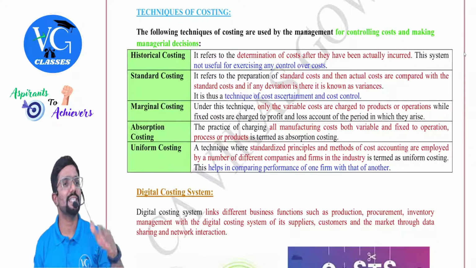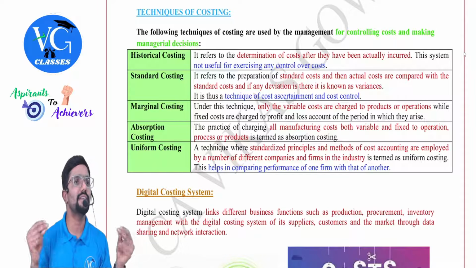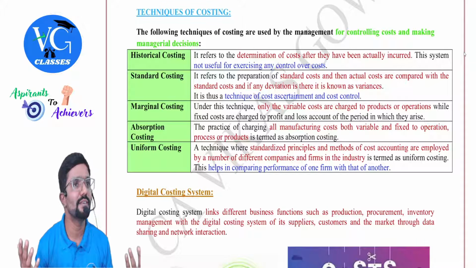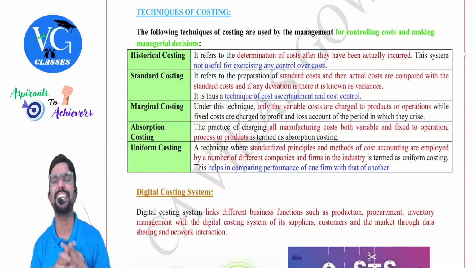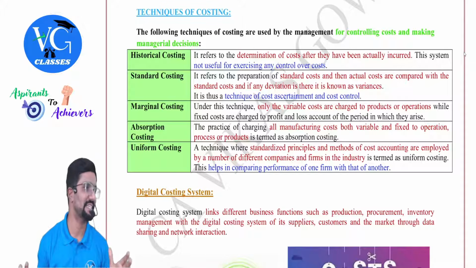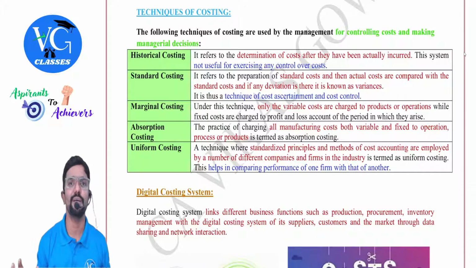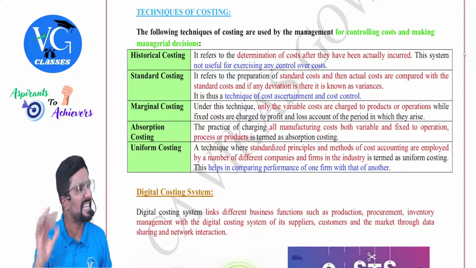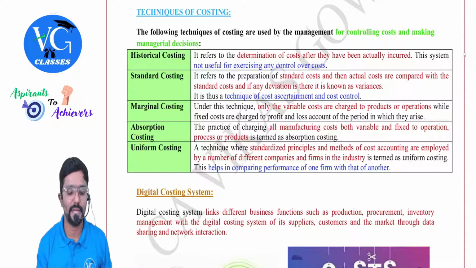Historical costing means cost is already incurred. Can we change this? No. That means, is it relevant for my decision making? No. This is something which has already happened. I cannot change it. So, it is not in my control. It is irrelevant for my decision making.